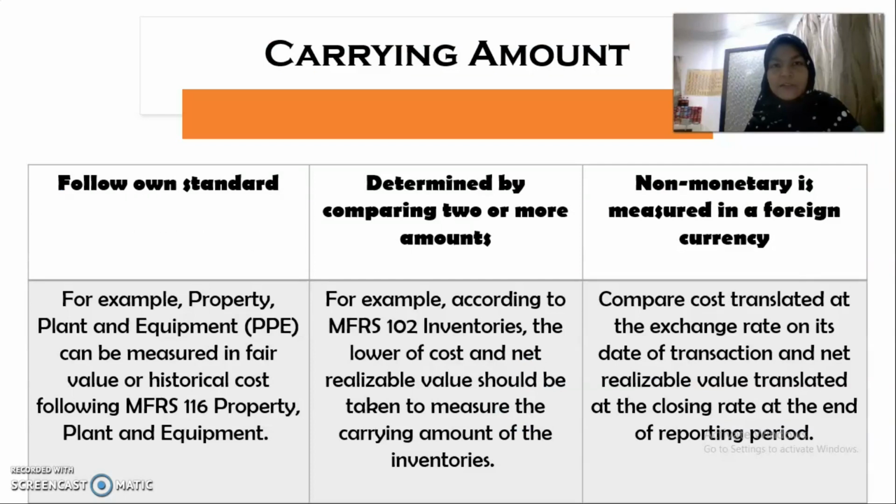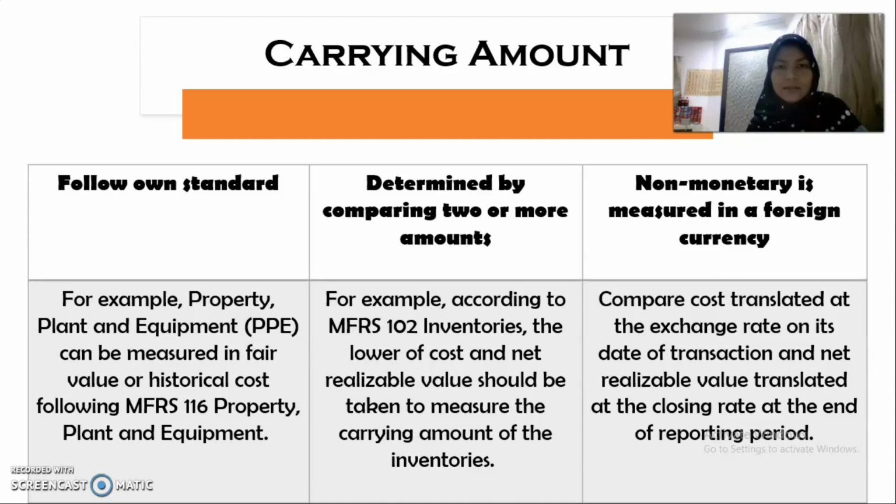So the next one we have is carrying amount. I found that this only applies in MFRS 121 because it is not stated in MPERS Section 30. The first one is follow-on standard. Any items that have their own standard need to follow that standard, for example PPE, which can be measured at fair value or historical cost following MFRS 116 PPE.